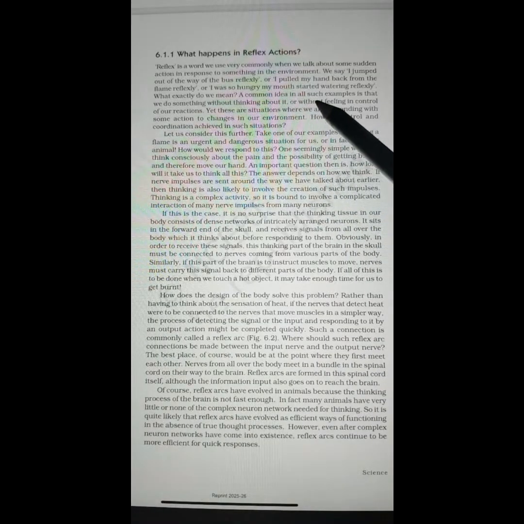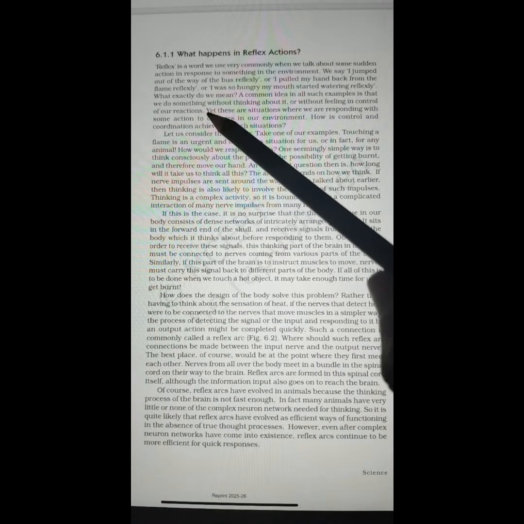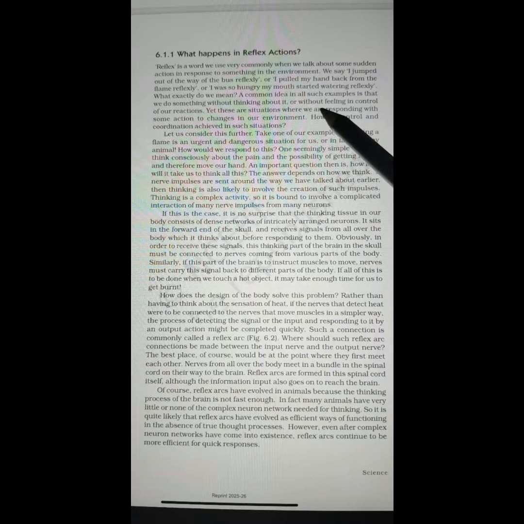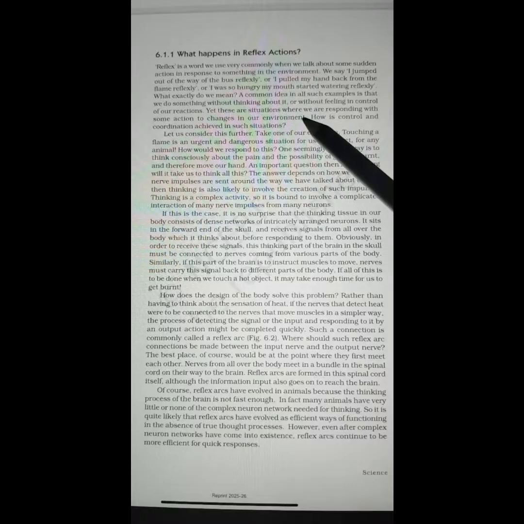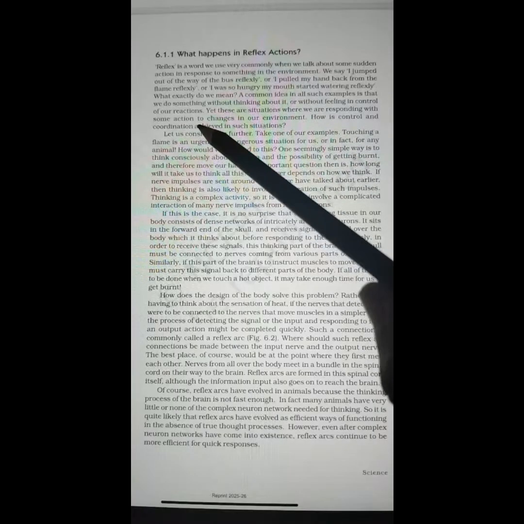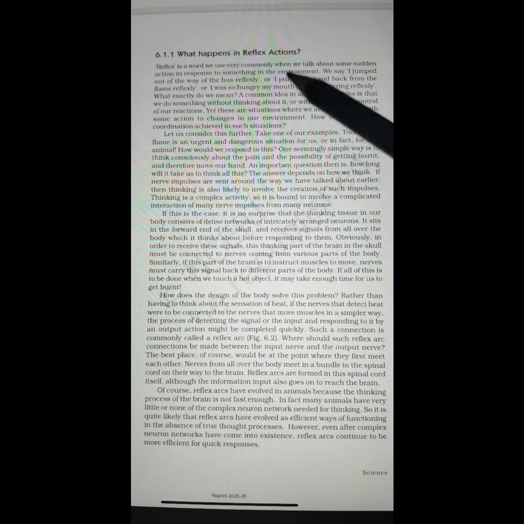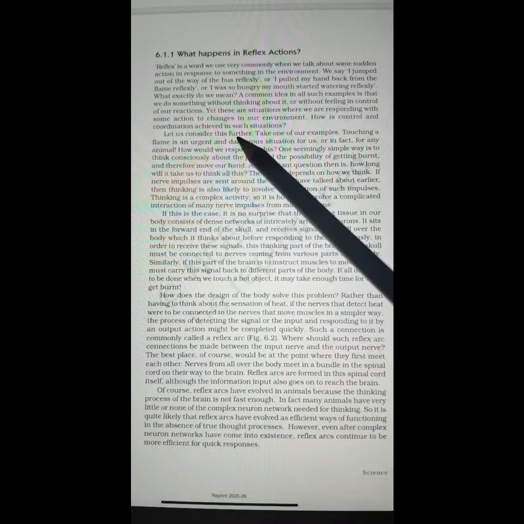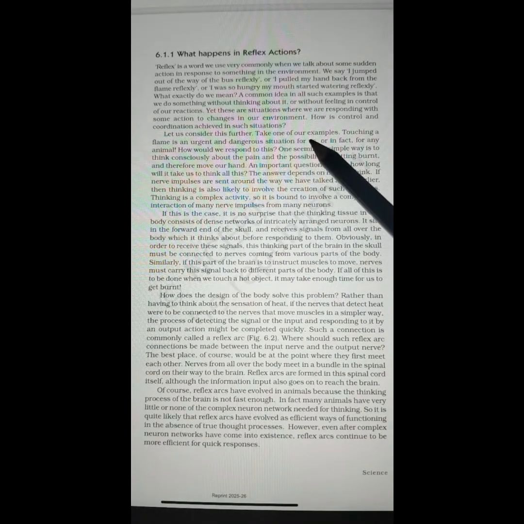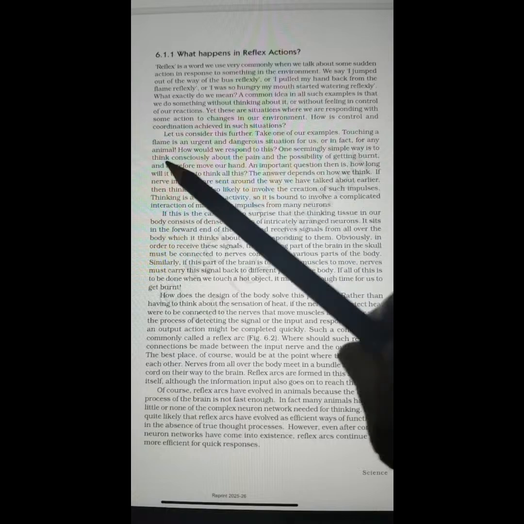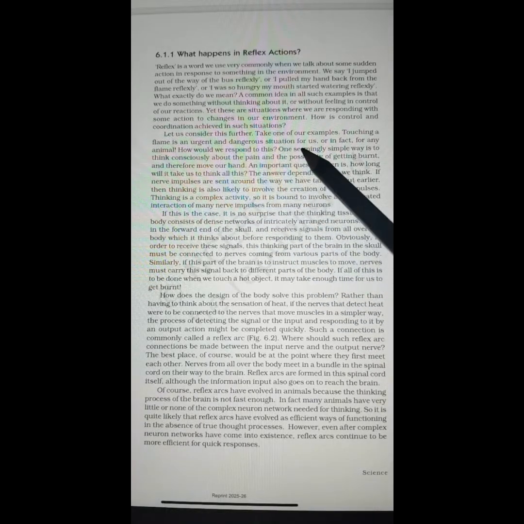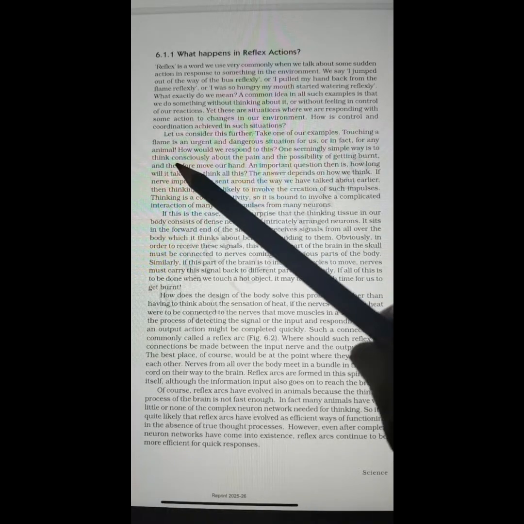A common idea in all such examples is that we do something without thinking about it or without feeling in control of our reactions. Yet these are situations where we are responding with some action to changes in our environment. How is control and coordination achieved in such situations? Let us consider this further. Take one of our examples. Touching a flame is an urgent and dangerous situation for us, or in fact for any animal. How would we respond to this?